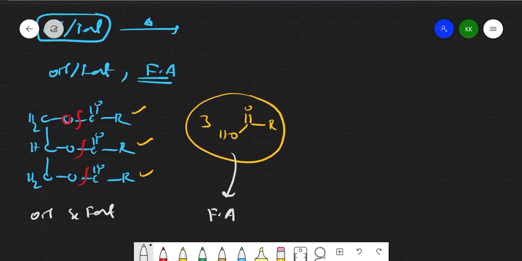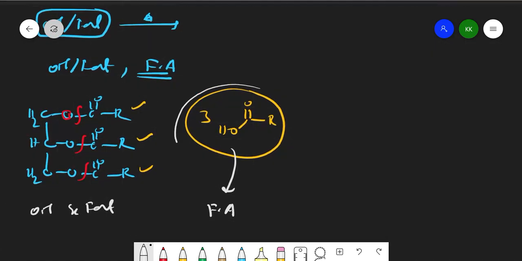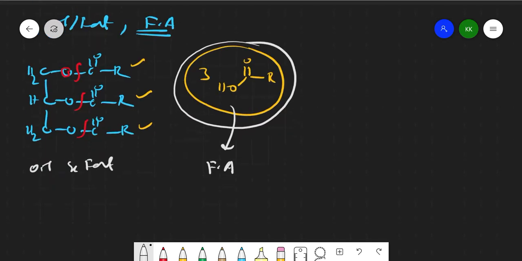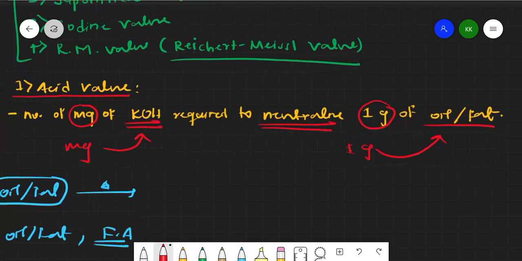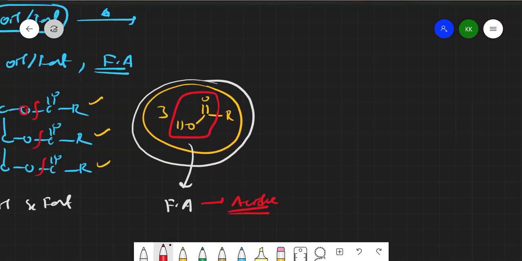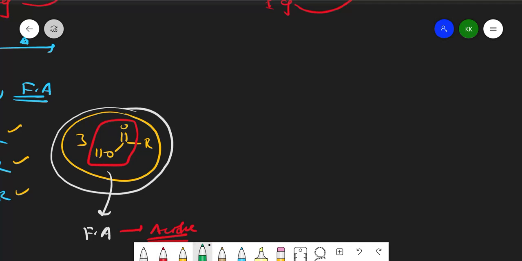So we always calculate how much fatty acid is there, because fatty acid is acidic, as it has the COOH group, the acid group, so it is acidic. So we calculate, and based on that value we get the acid value. It means, see here, in this mixture I have extracted oil and fat, and I want to calculate its acid value.